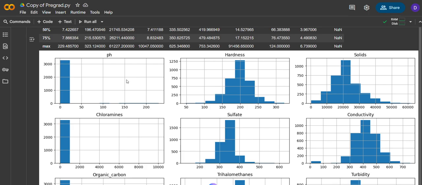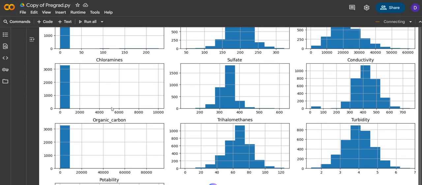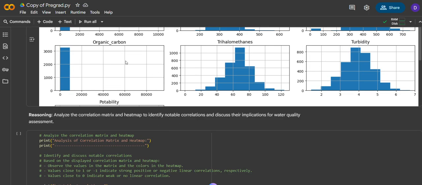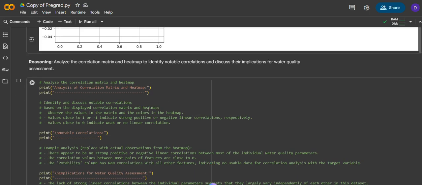Now, after we have analyzed all these data, meaning how the pH is related, how hardness is related, how solids are related, how conductivity is related, and chloramines. As there is no potability column, that's why we are here to check how multi-parameter analysis, how multiple parameters, are related to the water.